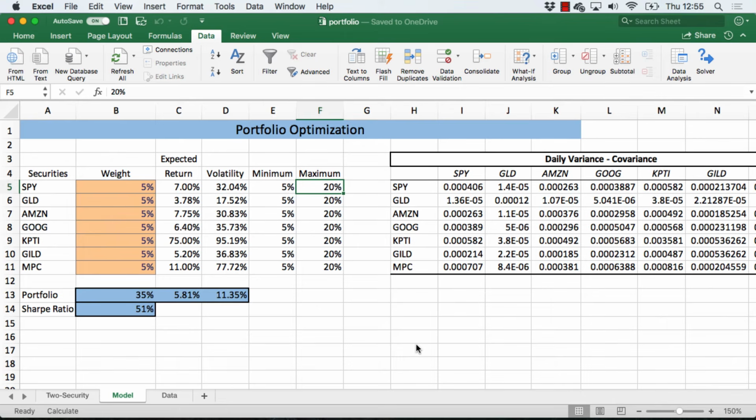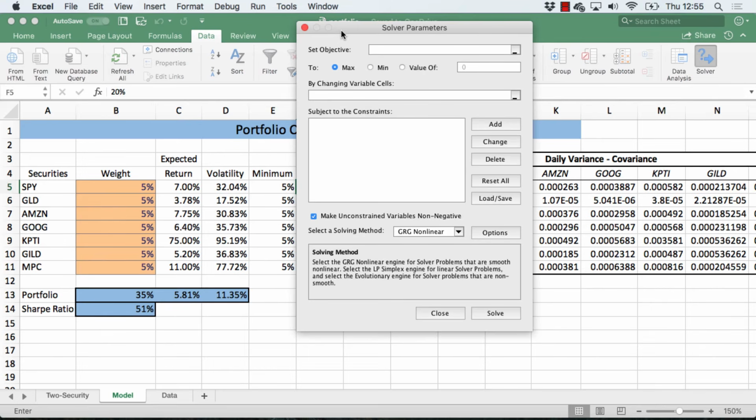To do that, I'm going to fire up Solver and start populating this dialog box. Our objective here is to maximize the Sharpe ratio. So I'm going to select the cell with that in it, and we're going to maximize that by changing the weights. And it's going to be subject to several constraints.